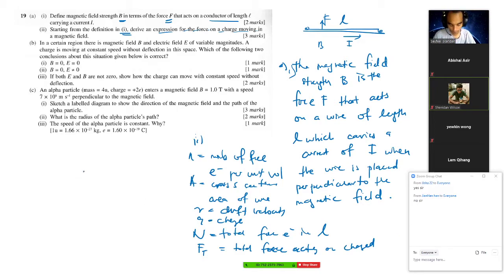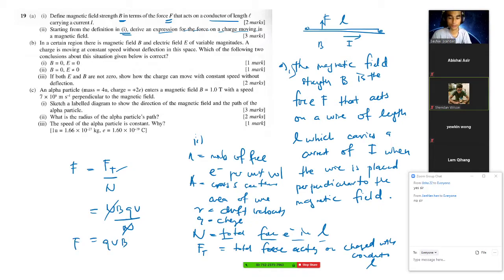So it will be, this is very long, F equals Ft over N, and Ft is the total force on the charge within conductor L. So Ft over N, and the big N is the total free electrons in L. So Ft is actually NBQV over N. You cancel out the N and you have QVB. So F equals QVB. Okay, that's it.